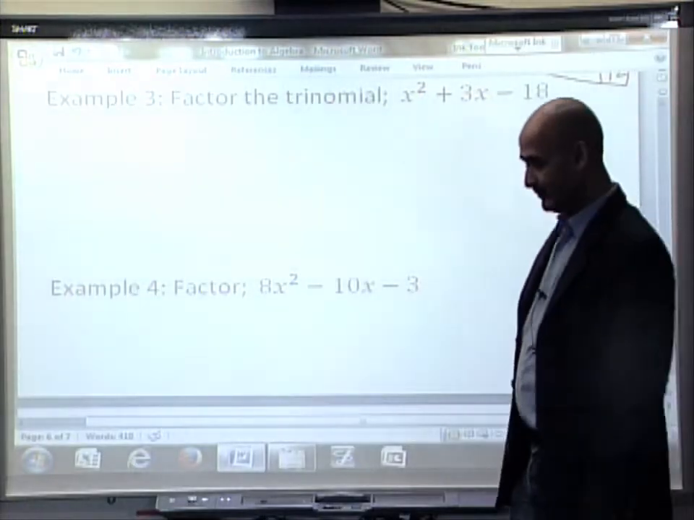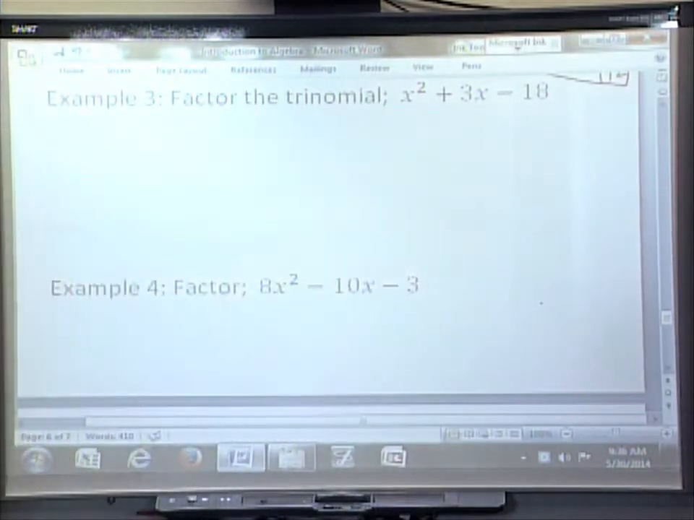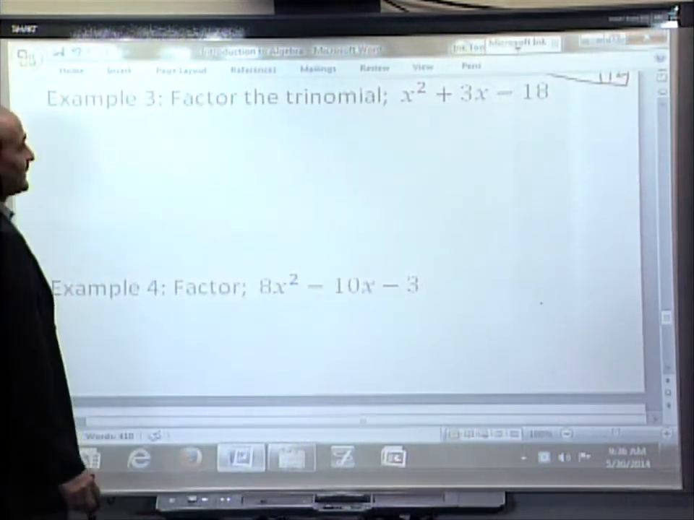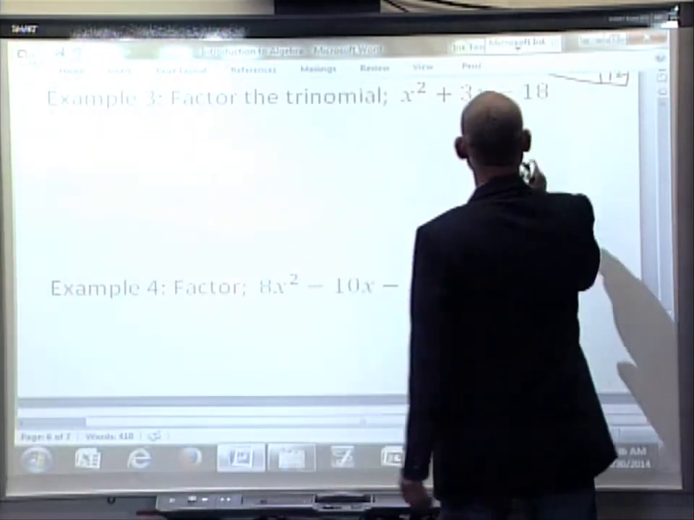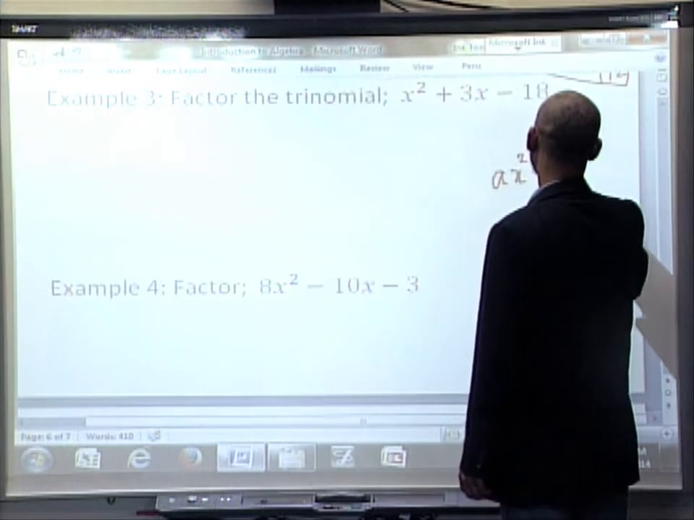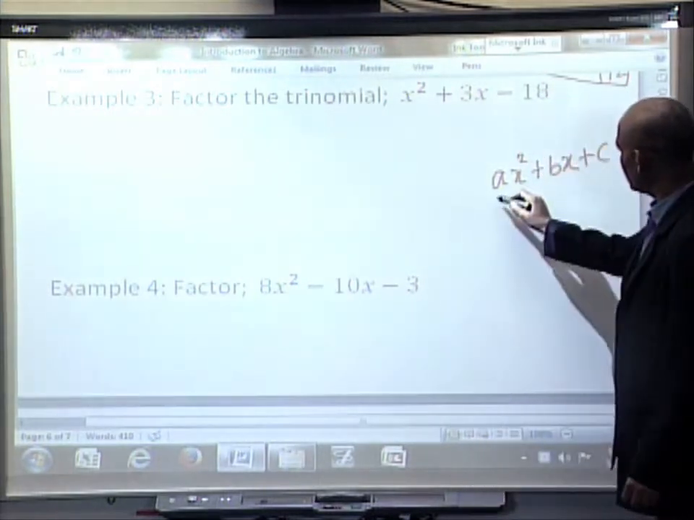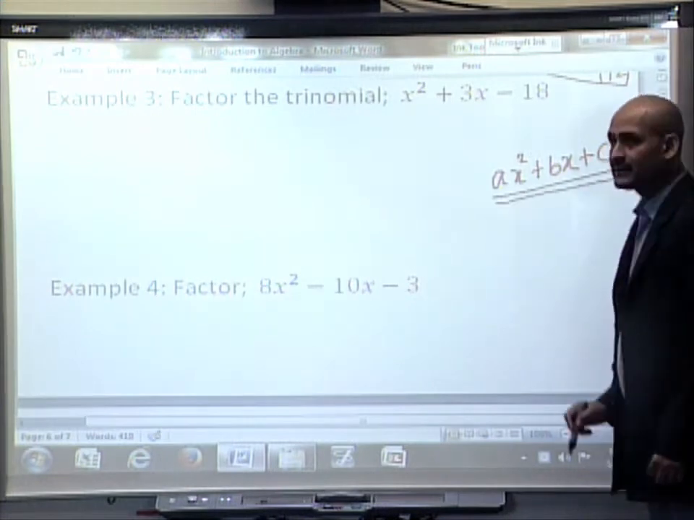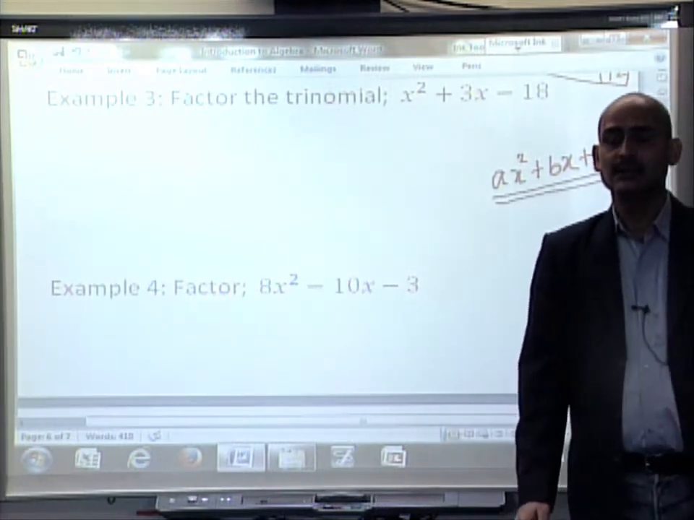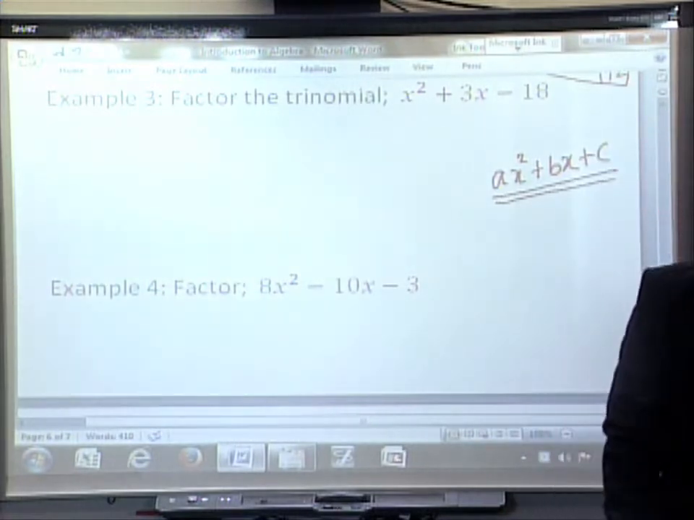In algebra, trinomials are algebraic expressions which look like this: a number times x squared plus another number times x plus another number. This kind of expression, ax squared plus bx plus c, we call trinomials.